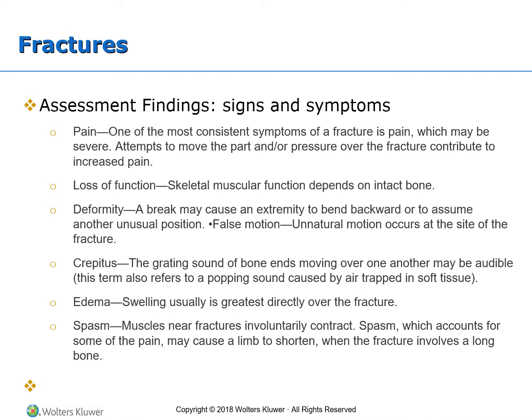Crepitus. The grating sound of the bone ends moving over one another may be audible. Edema. Swelling usually is the greatest directly over the fracture. Spasms. Muscles near fractures involuntarily contract. Spasm, which accounts for some of the pain, may cause a limb to shorten when the fracture involves a long bone. If sharp bone fragments tear through sufficient surrounding soft tissue, there is bleeding and black and blue discoloration of the area. If a nerve is damaged, paralysis may result.